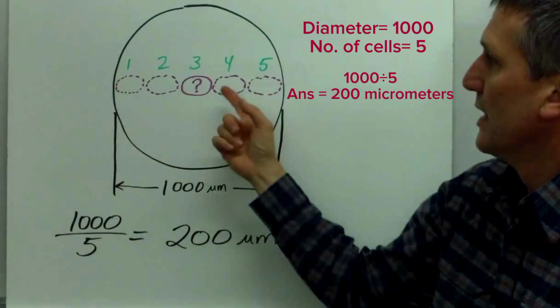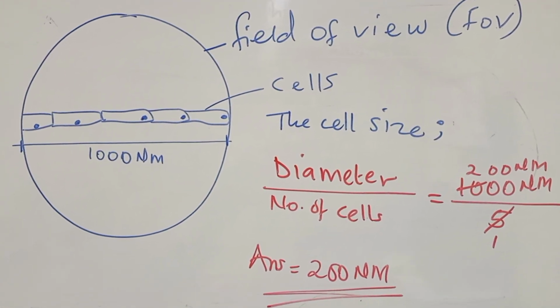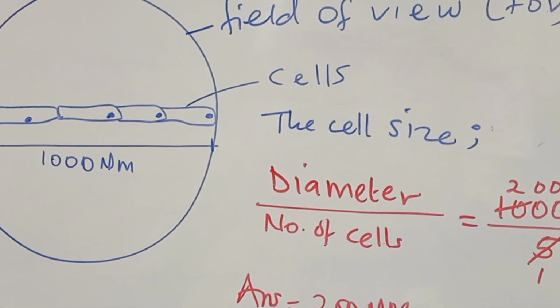Steps followed to calculate the cell size. 1. Measure field of view under low power. 2. Count number of cells across. 3. Calculate approximate size of the cell. This one is used when micrometer is unavailable.